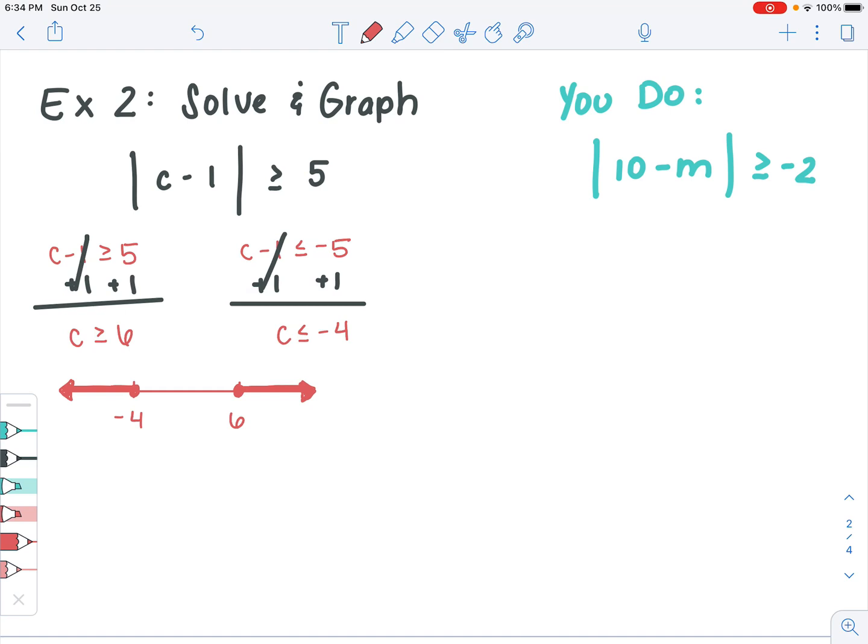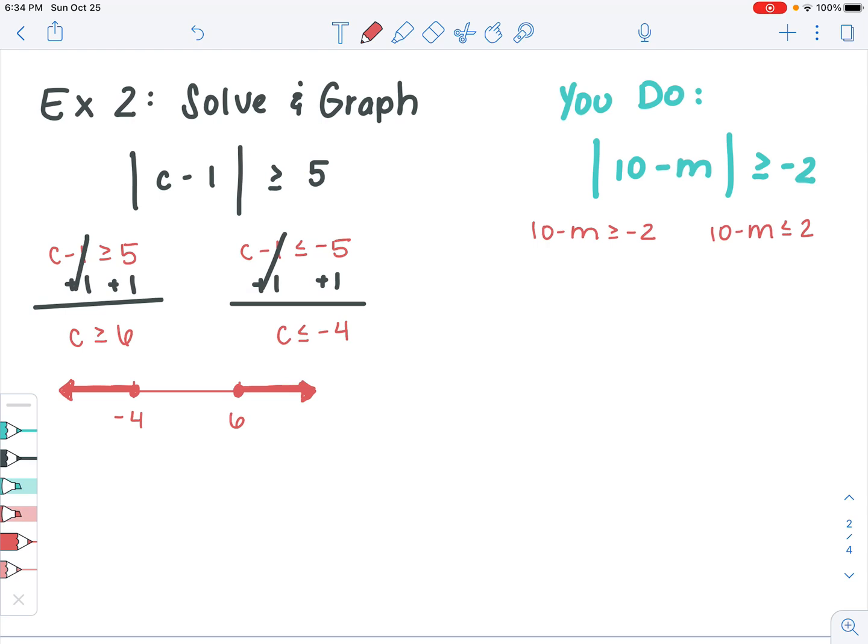So you try the absolute value of 10 minus m is greater than or equal to negative 2. Once you've tried it in your notebook, unpause this video and come back and check yourself. So the first thing you did was rewrite for your two equations. Keep it exactly the same, and then flip it.